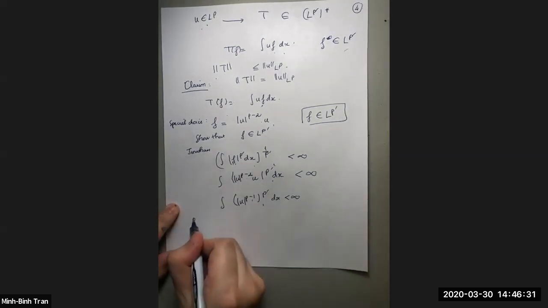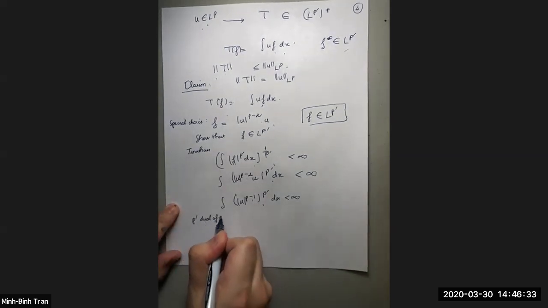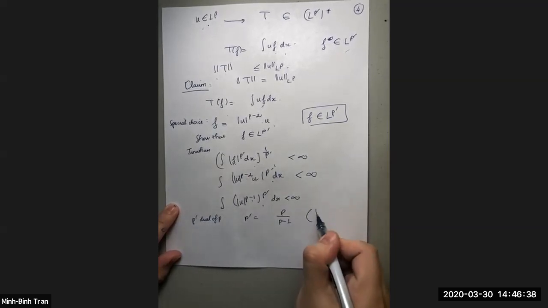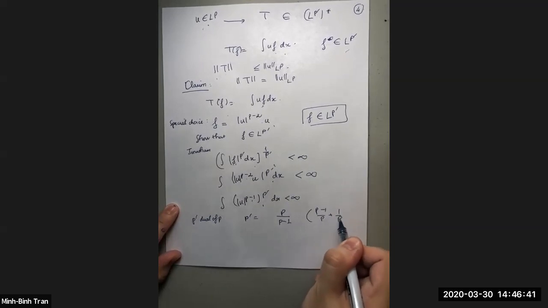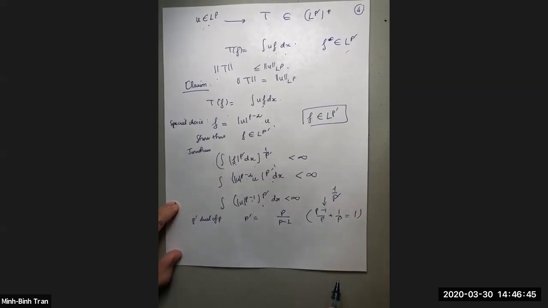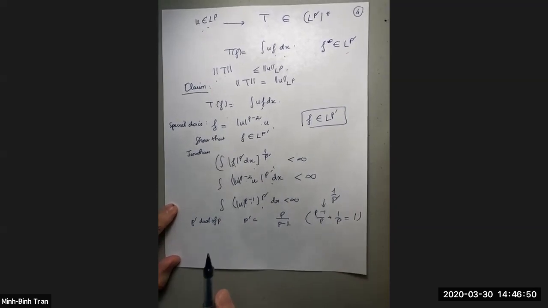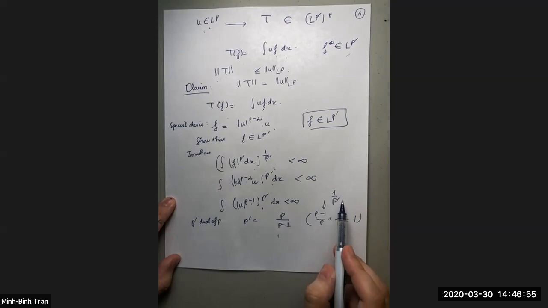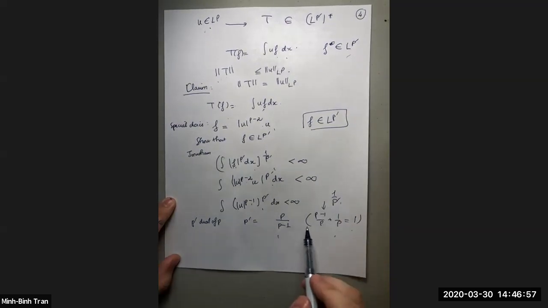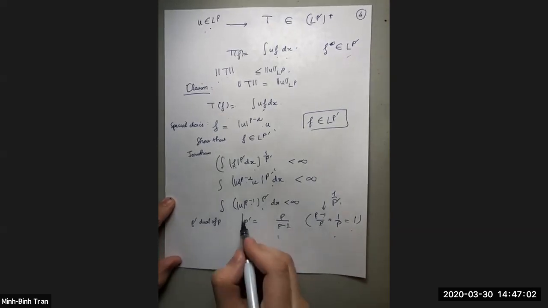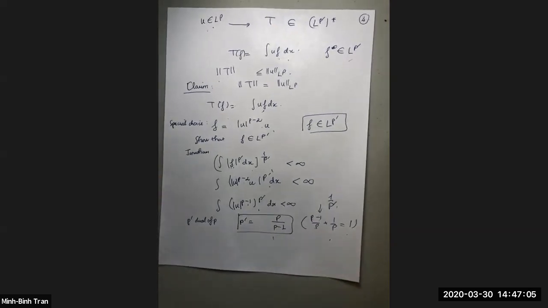So p prime will be the dual of p, which means that 1 over p prime plus 1 over p is 1. So 1 over p prime has to be p minus 1 over p. All right, so now we know that p prime is p over p minus 1.